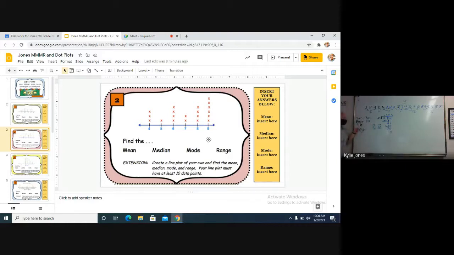Now we need to find our mode. What's another word for mode? Most. What number happens the most? 9. And then we need to find the range. How do I find the range? Subtract. You're going to take your smallest number and subtract it from your biggest number. So 9 minus 5 is 4. Our range, wait, I said that wrong. 9 minus 4 is 5. So our range is 5.